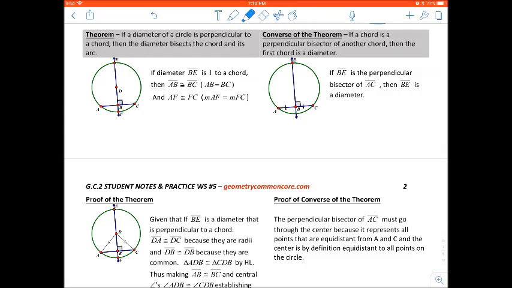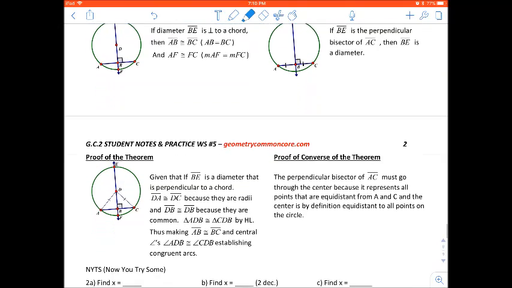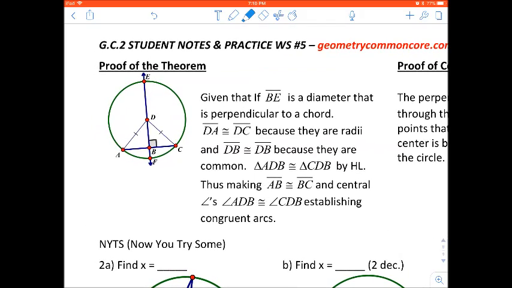If you look at the next theorem and its converse, it states that a diameter perpendicular to a chord also bisects the chord and vice versa. If a chord bisects another chord, then it must be a diameter or a radius. There is a nice proof here that shows it pretty concisely.